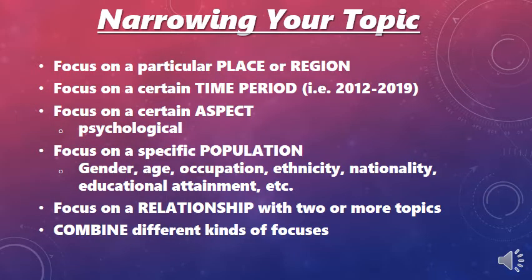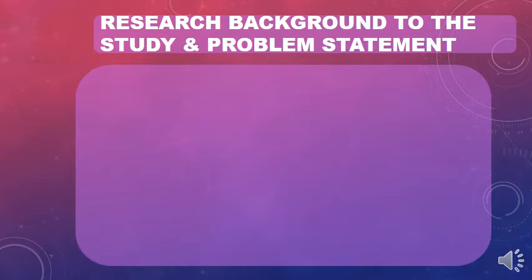And narrowing your topic. Particular place or region. Time period, 2012 to 2019. Focus on a certain aspect. Again, that's going to be psychological, so you have to use psychology as the main emphasis. Again, you're looking at population. Focus on a relationship with two or more topics. Combine different kinds of focus. And research background to the study and problem statement.